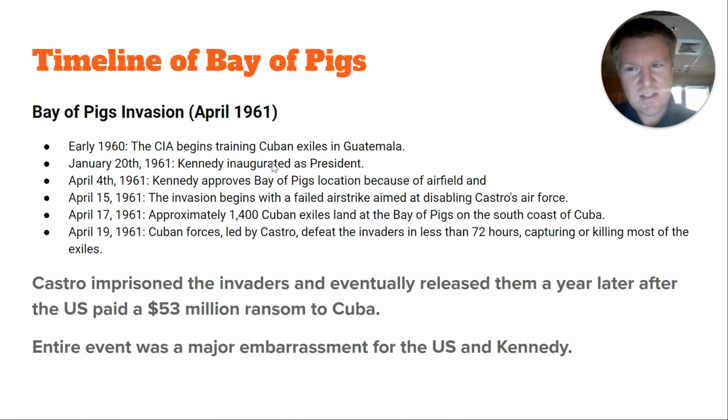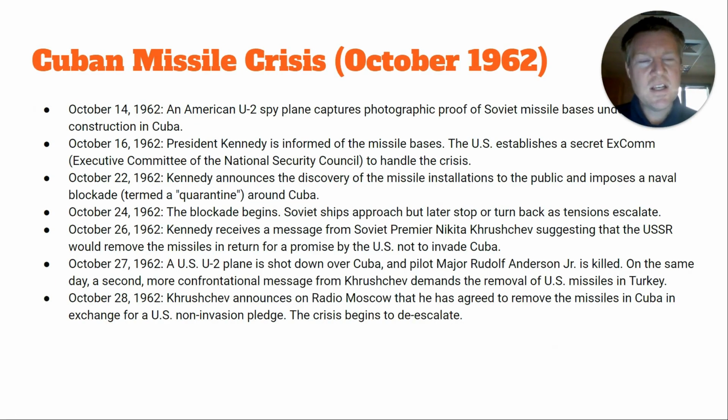If you look at the dates on the timeline, all of it's occurring between April 4th, when the plan is approved by Kennedy, and April 19th, when Castro defeats the American invasion. Next major event, Cuban Missile Crisis, 1962.